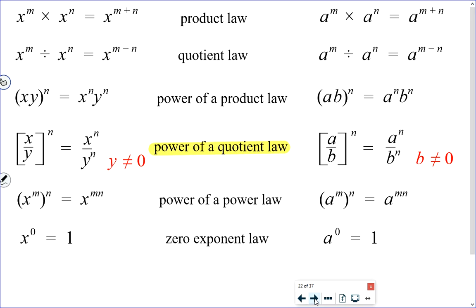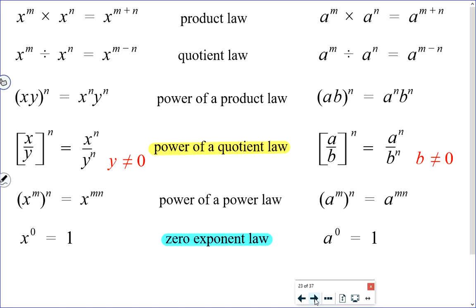I wouldn't lose too much sleep over the fact that the denominator cannot be equal to 0. It's just part of the rule, and when you get into 20-level math and 30-level math, we will be talking a lot about denominators never being allowed to be 0. It becomes an important idea.